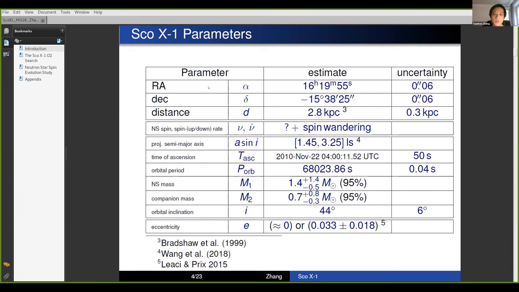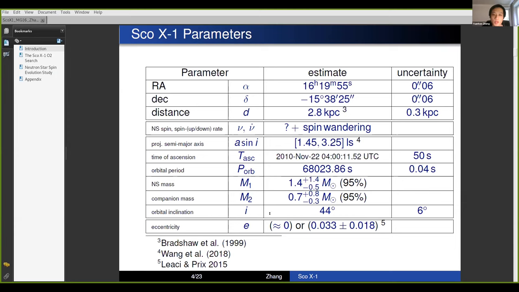On this slide, I'm showing the parameters of GW1. It's a directed source, meaning we know the sky location of GW1, while we don't have very clear information about the spin rate. GW1 is not detected as a pulsar or a QPO directly linked to its spin frequency, so we don't know whether it is spinning up or spinning down. We also know there's a phenomenon called spin wandering, where essentially the neutron star goes through random spinning up and spinning down. This gives us some jittering in the phase evolution, so it limits our ability to use a fully coherent method.